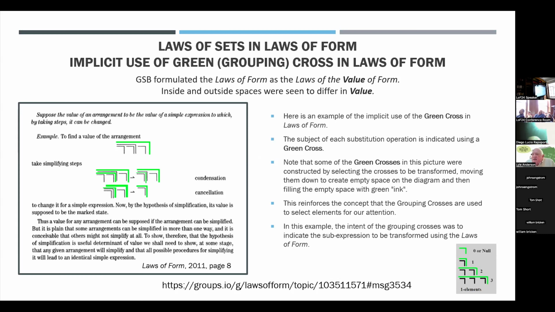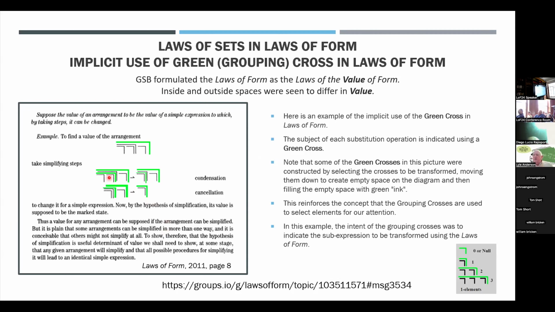And this is an illustration from one of his things. And you can see with the green cross, when you find the value of the arrangement, there's a green cross around the whole thing. And this is identified, I think, really with his unwritten cross. And within each step, then you focus on, put a green cross around the... Let me turn on the pointer.